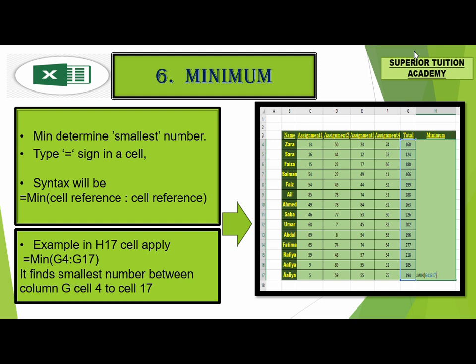You will insert range from G4 to G17, and press Enter for your ready reference and perusal. The formula is exhibited on the screen. Hence, the smallest number will appear in cell H.